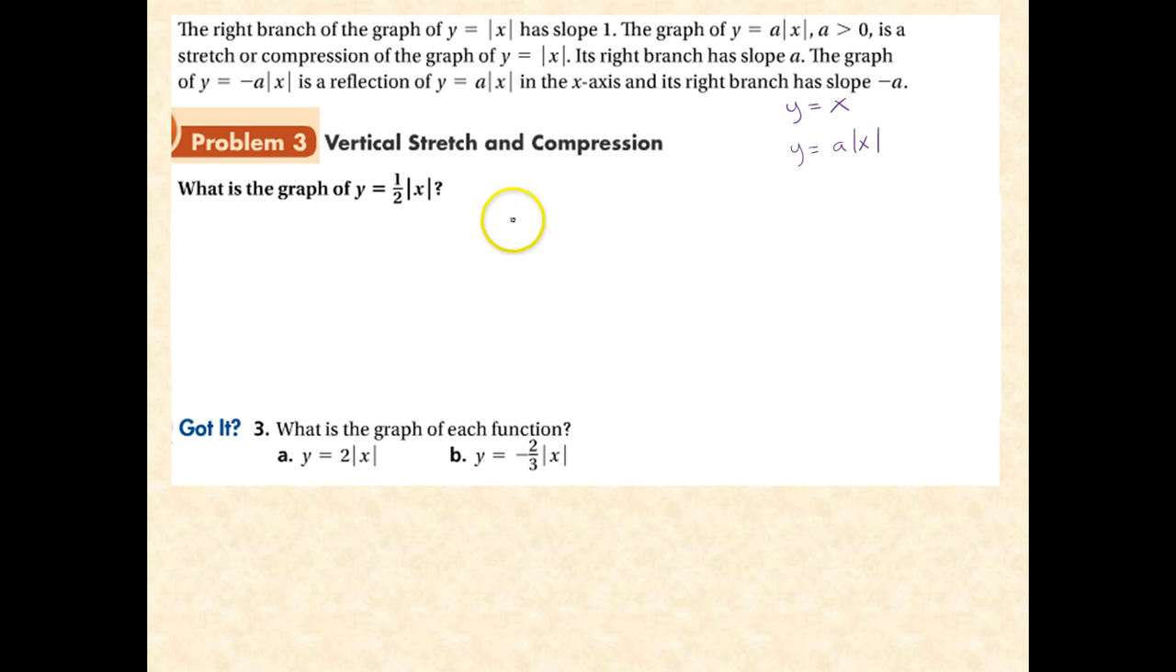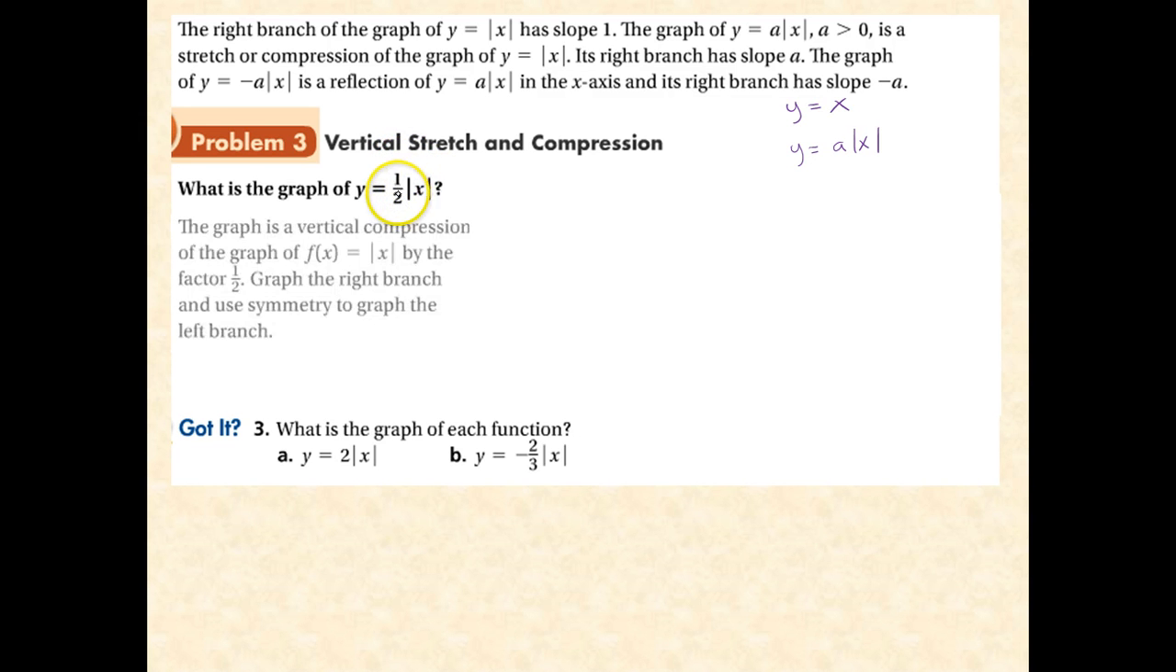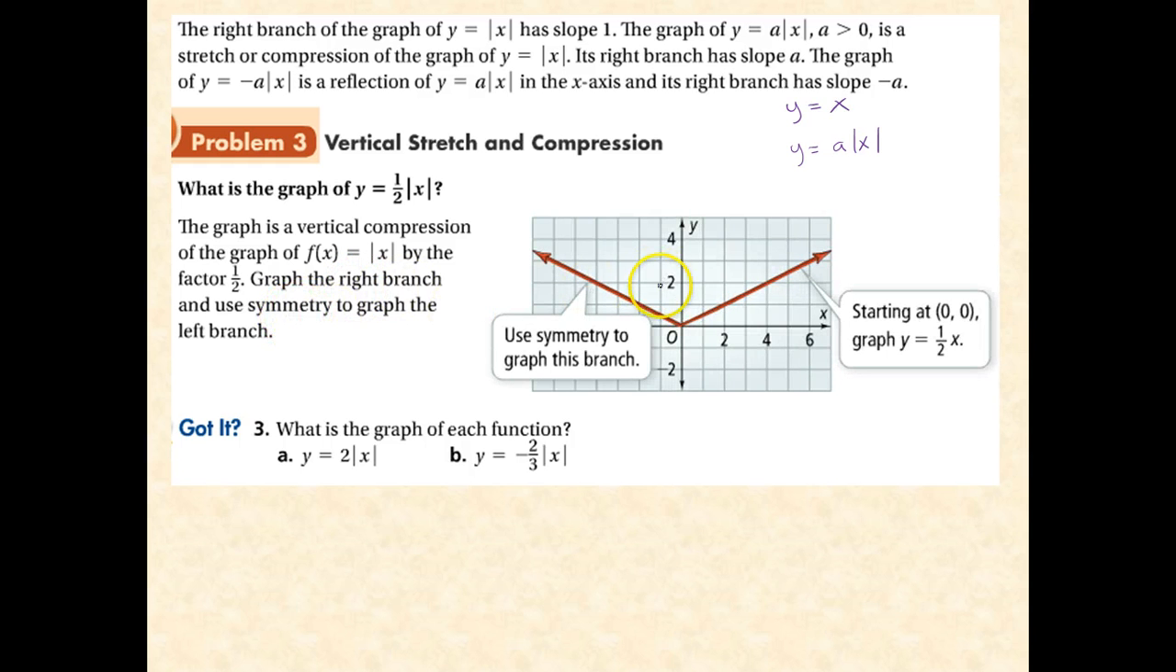So let's take a look. What is the graph of y equals 1/2 absolute value of x? It's a vertical compression because we're doing half of that. So our slope is going to be 1/2 on the right side. So it's going to be half as tall. When we go over 1, we go up a half, which means when we go over 2, we just go up 1, over 4, up 2. You notice that on the right side, it's the line y equals 1/2 x.